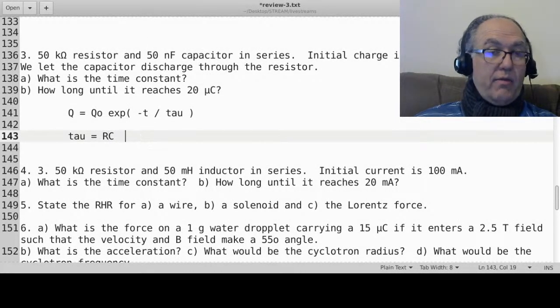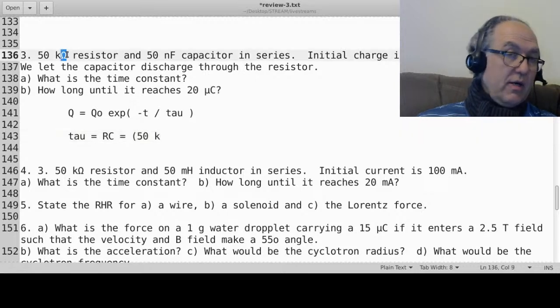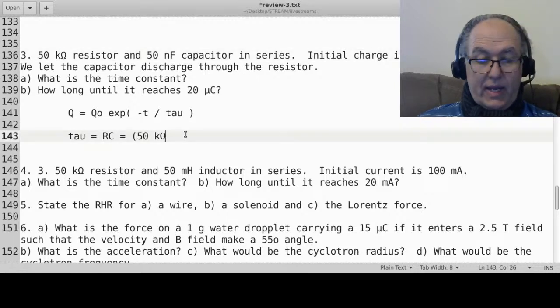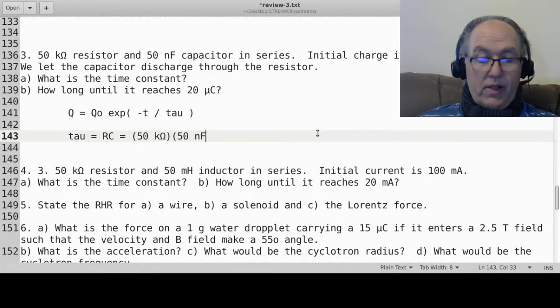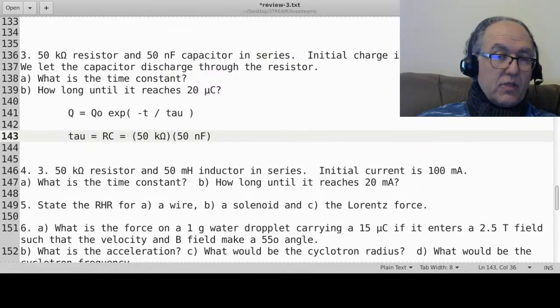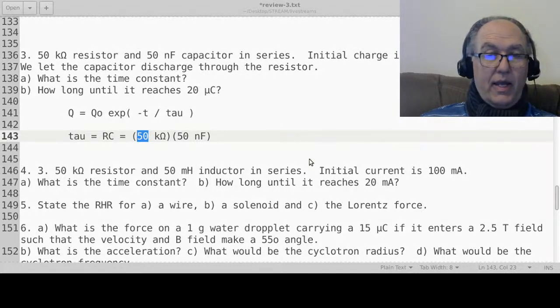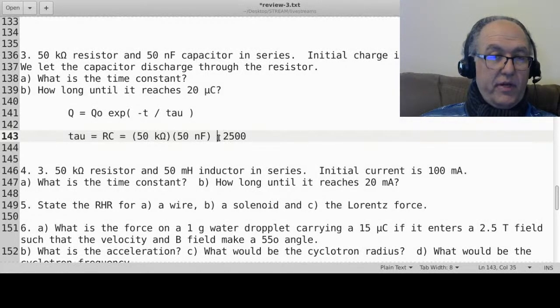All right, so the first question is, what's the time constant? Well, it's just R times C, so R is 50 kilo ohms, like that, and C is 50 nanofarads, like that. All right, and so we've got 50 times 50, and that's 2,500 here.